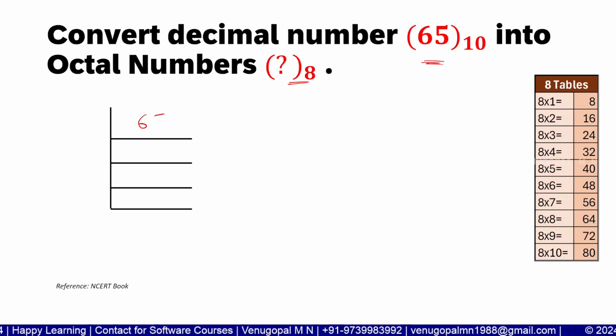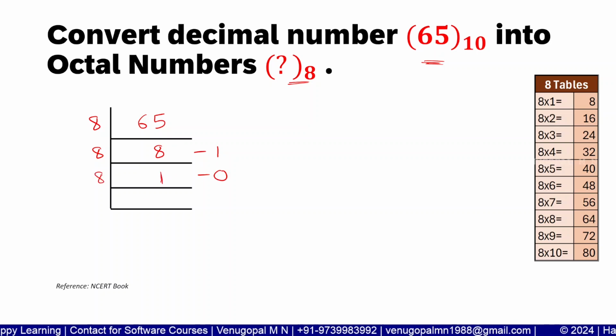So let us write down 65, the given number. I have to divide this by 8. If I divide 65 by 8, how many times can I? 6 is not divisible, but if I consider both the numbers, 8 eights are 64, correct? So what I can write over here, 8 eights are 64 and the remainder is 1. Now I can take this 8 again and divide this 8 by 8, correct? 8 ones are 8, remainder is 0, correct?